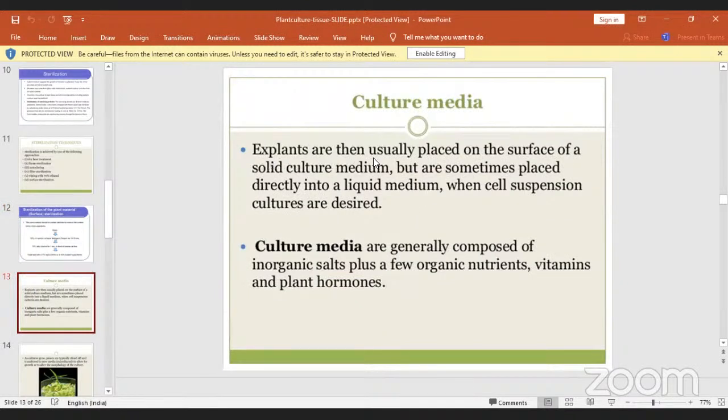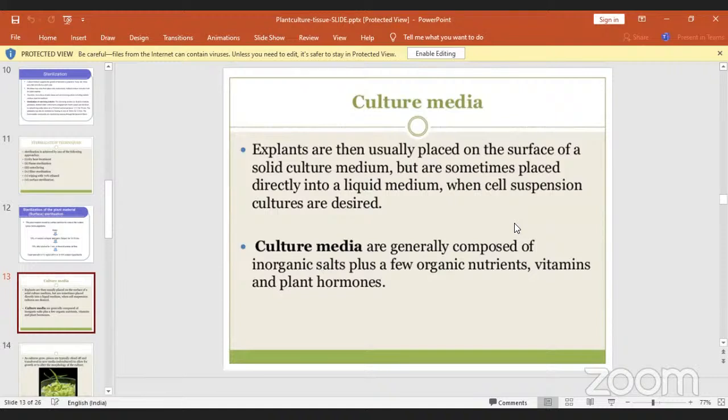Now these explants are placed on the surface of the culture medium, but sometimes these are directly placed into a liquid medium. So liquid media, basal media, solid culture media or liquid media. So the main difference between the liquid media and culture media: by adding agar agar, the culture media is solidified, so that is called solid culture medium.